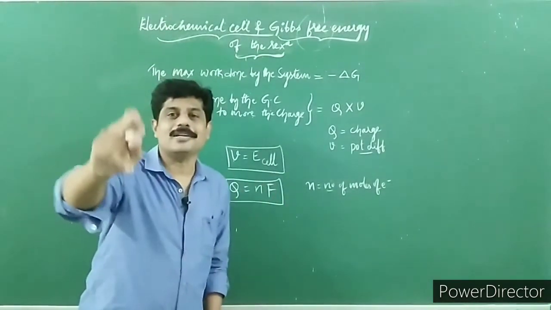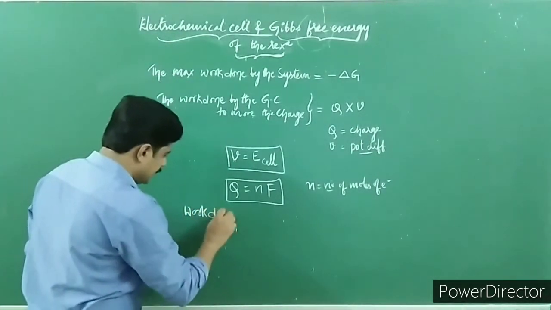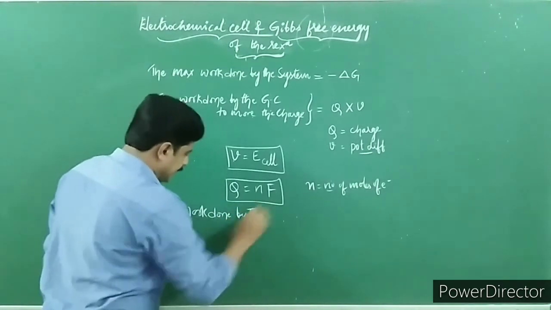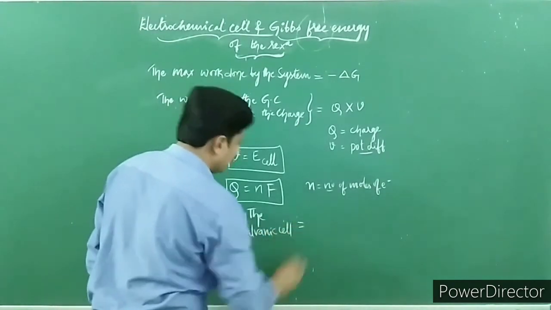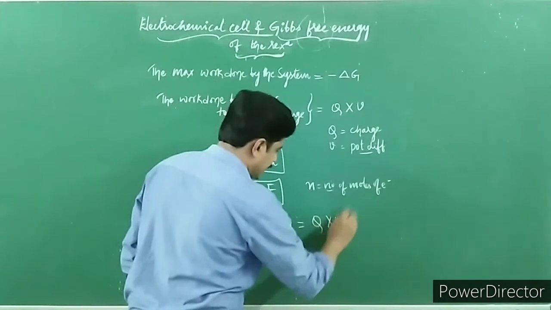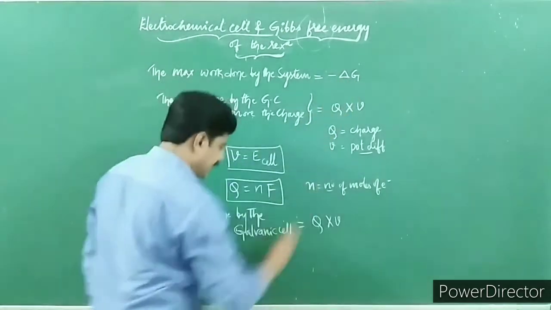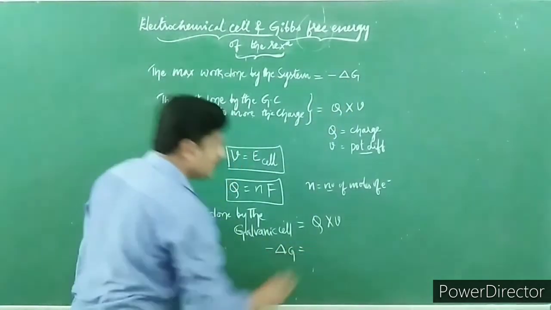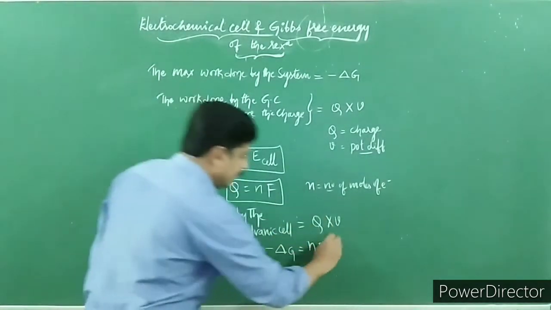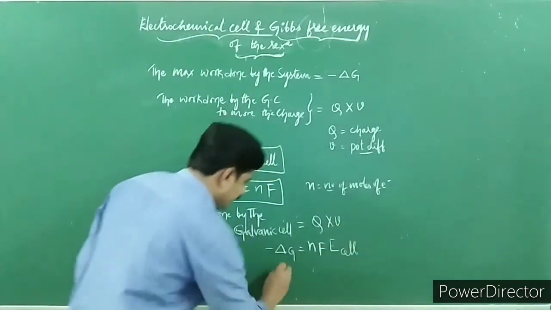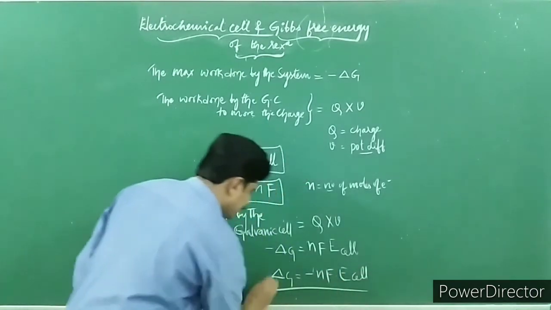Children, in that case, the work done by the galvanic cell is given as Q into V, is it not? What is work done by the galvanic cell? Nothing but minus delta G. I'll write minus delta G. What is Q here? Q is nothing but NF. NF into V. V is nothing but E cell. Or delta G is equal to minus NF into E cell. This you need to remember.